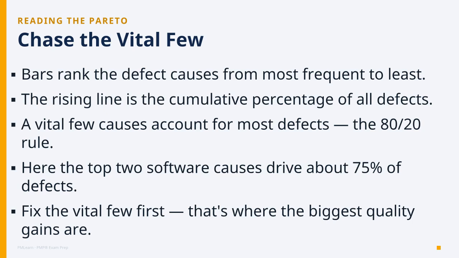Third, act on it. In the software example, the top two causes push the cumulative line to about 75%, so fixing just those two removes three-quarters of the defects. The remaining causes, UI issues, doc gaps, performance, are the trivial many, worthwhile eventually but low impact. So the rule the exam wants: fix the top causes first. You get the most quality improvement for the least effort by attacking the vital few, not by spreading yourself evenly across every cause. That's the 80/20 rule turned into a work plan.